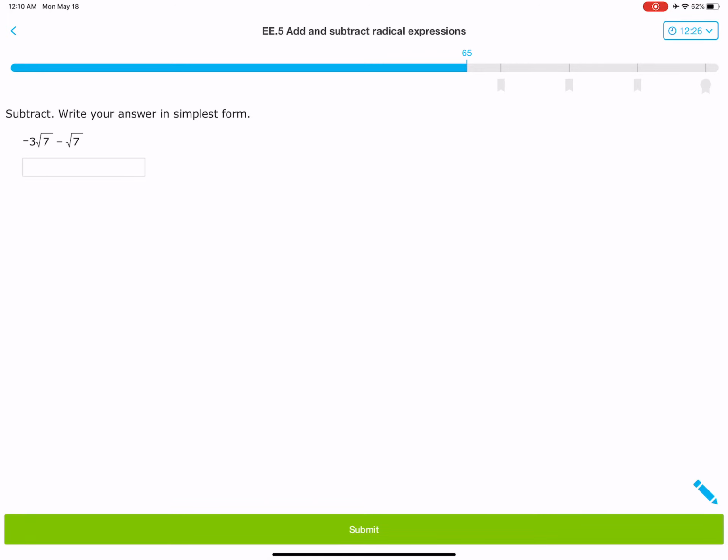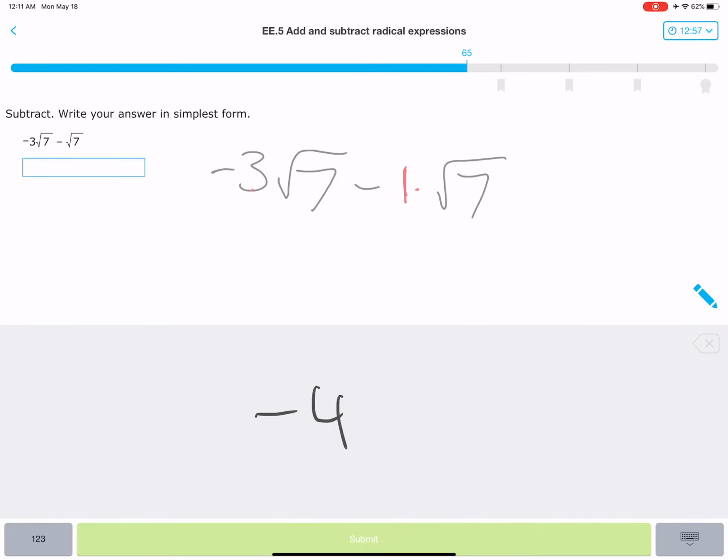Now, we have negative 3 square root of 7 minus square root of 7. What invisible number goes in front of anything? What can I multiply square root of 7 by and it'll stay exactly the same? Well, 1 times anything is itself, so there's really a 1 in front of this. So we have negative 3 minus 1. What is that? It should be negative 4 square root of 7.